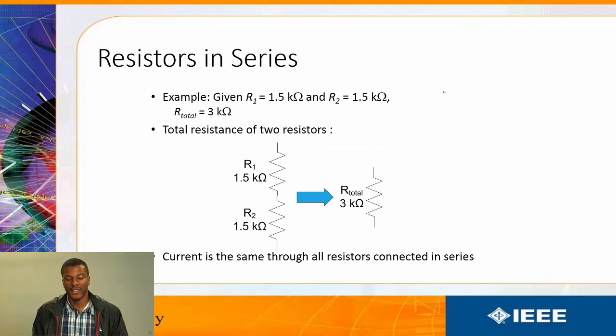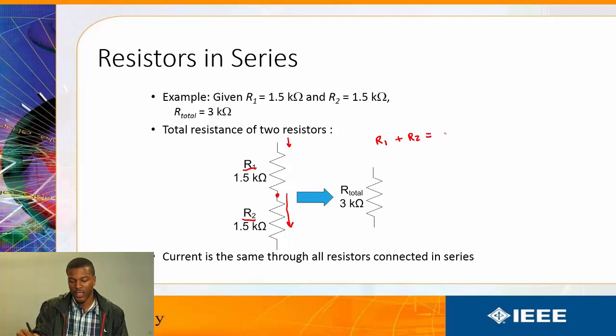Here's an example calculation. So we have R1 and R2. We can identify this as a node, or we can also say that all the current coming in has to flow all the way across the second resistor. So we know that both of these resistors are in series, and the total resistance of these two is just the sum. So to find the total resistance, R1 plus R2 equals R total, which in this case is 3k ohms.